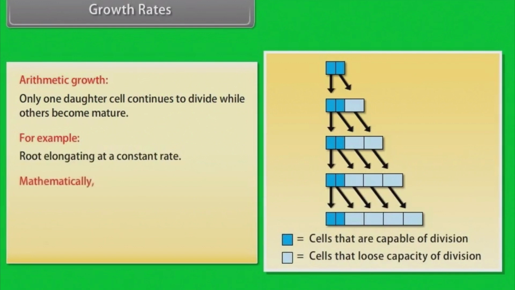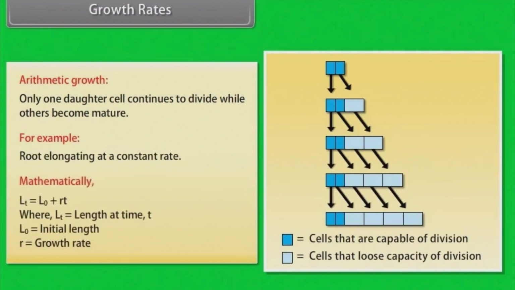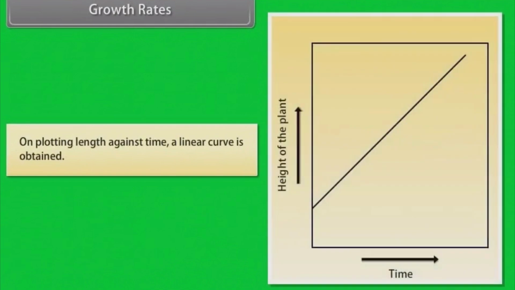Mathematically, L_t = L_0 + rt, where L_t is equal to length at time t, L_0 is equal to initial length, r is equal to growth rate. On plotting length against time, a linear curve is obtained.